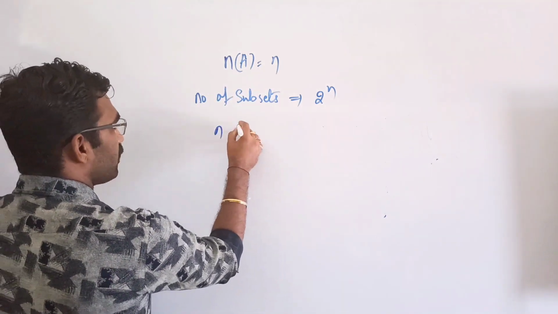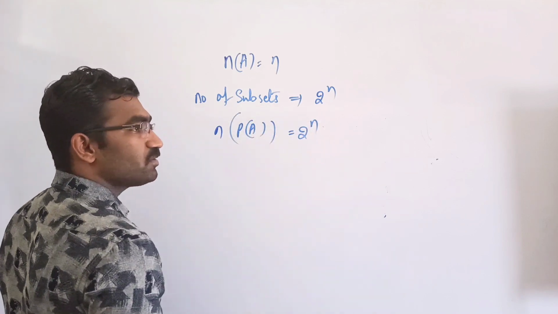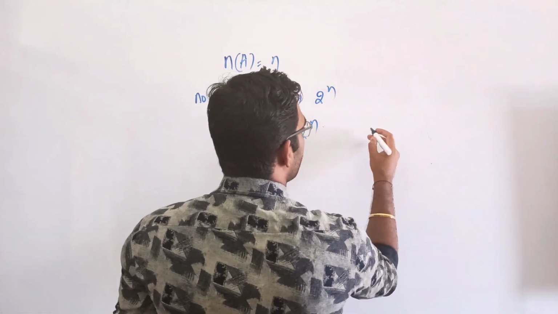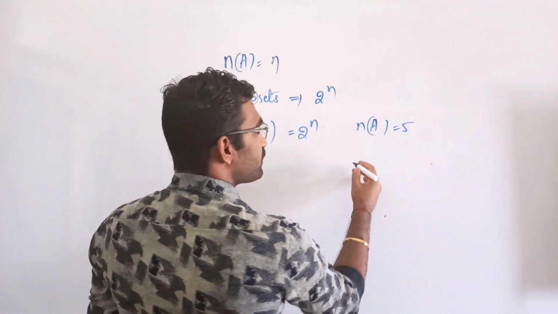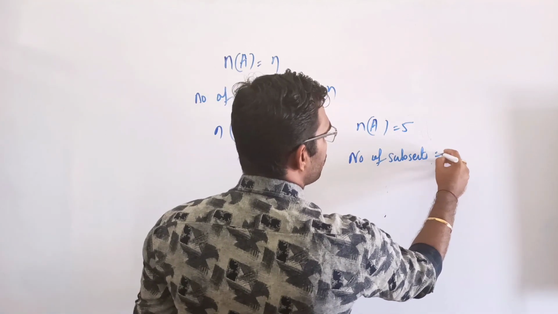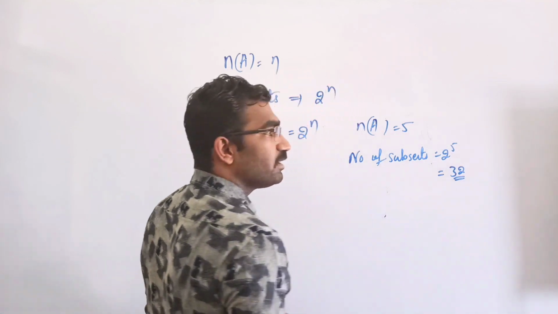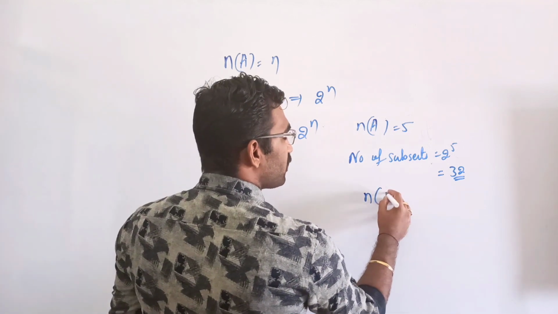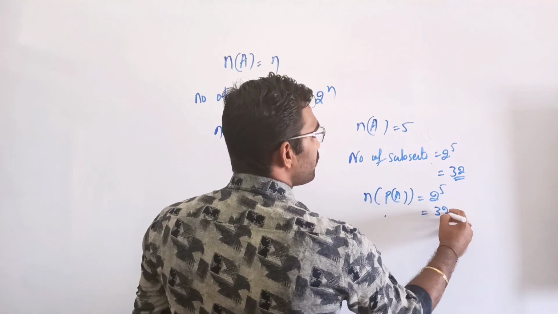The number of elements in the power set will also be given by 2 raised to n. Suppose they ask you that if the set A is having 5 elements, then how many subsets? You are going to write 2 raised to 5, which is 32. If they ask how many elements are present in the power set, it is also the same, 2 raised to 5, which is 32.